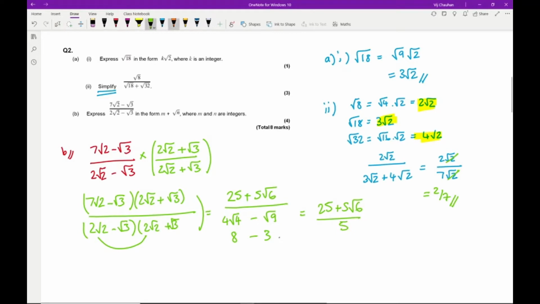And then obviously I can cancel things down. So I can cancel by 5. So that becomes 1. That becomes 1, giving me a final answer of 5 plus 1 root 6, where m therefore is going to equal 5, and n is going to equal 6.